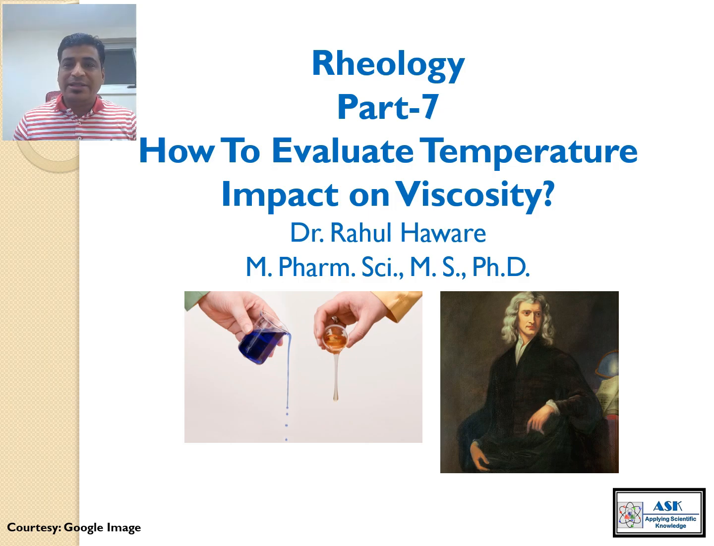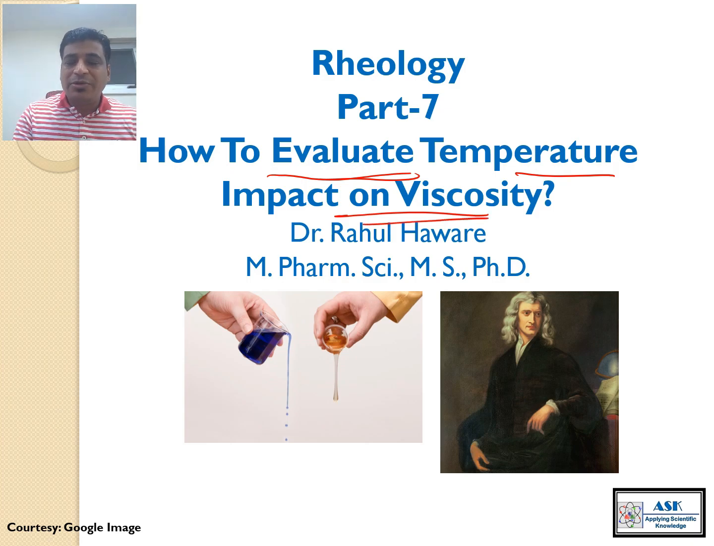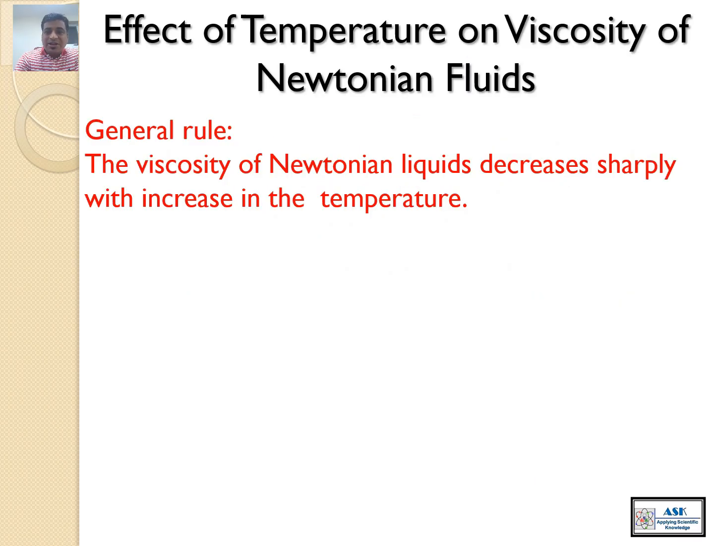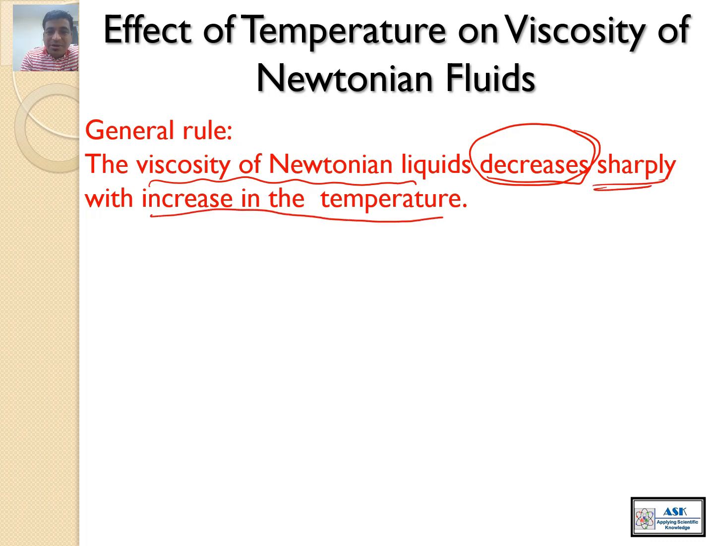Today we are going to evaluate the impact of temperature on the viscosity of Newtonian liquid, as you can see the portrait of Sir Isaac Newton. So let's start with that one. What is the general rule of the viscosity of a Newtonian liquid? Well, the viscosity of a Newtonian liquid decreases sharply with increase in temperature. So that's very important. If you want to decrease the viscosity of the Newtonian liquid, you have to increase the temperature.